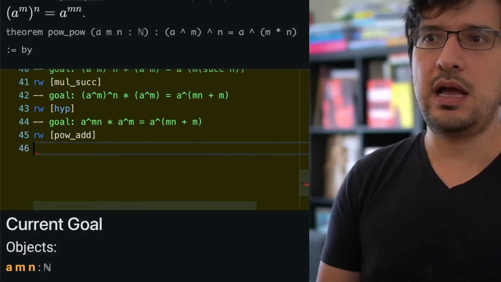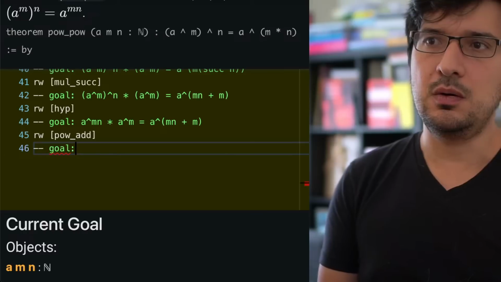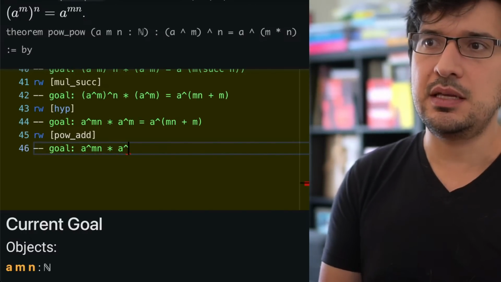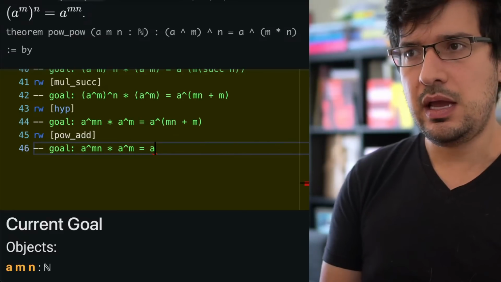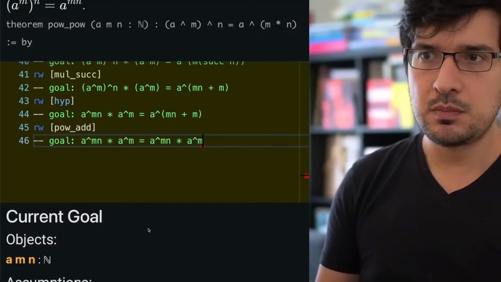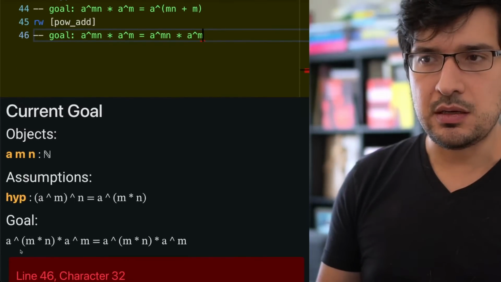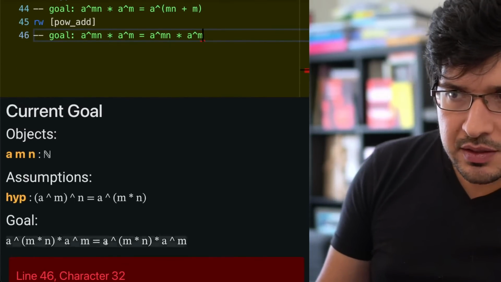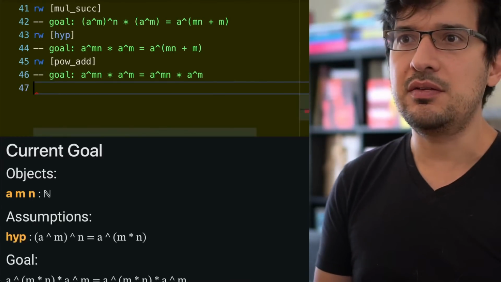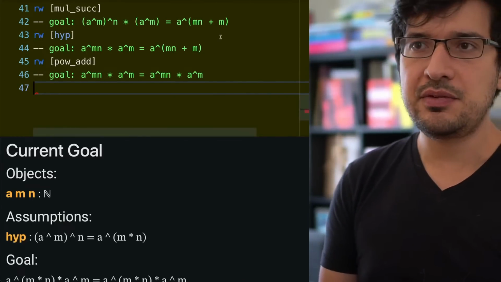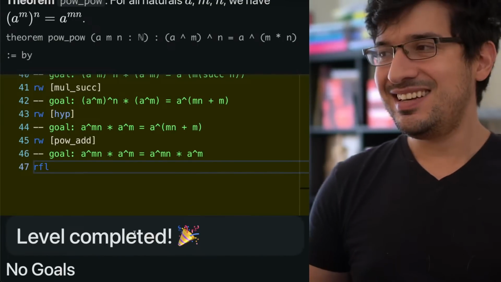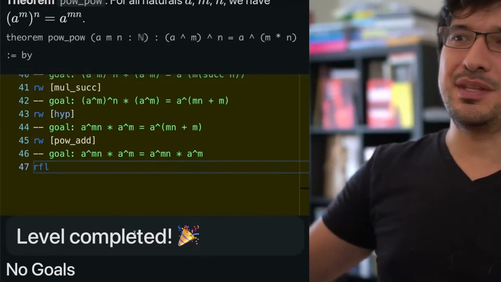And now, after rewriting that way, the goal should be a to the mn times a to the m equals a to the mn times a to the m. Is that what we got? A to the mn times a to the m equals a to the mn times a to the m. Cool. And left-hand side equals right-hand side, so this is reflexive and therefore level complete. Great.